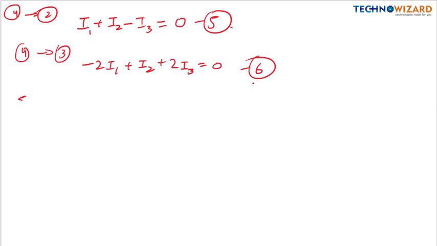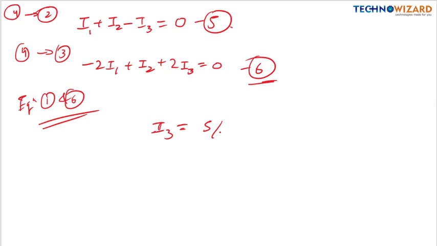Now you can see equation 1 and 6, or you can simply solve by yourself also here. You can see equation 1 and 6. From here you will get I3. I am directly writing the answer here. So I3 you will get from here is 5 by 2 ampere, which is I3 equal to 2.5 ampere.